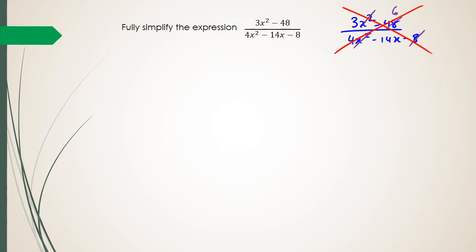What you need to understand is this. Whenever you get this type of question, and it's asked you to simplify, and you've got a quadratic in the numerator and a quadratic in the denominator, you've got to try and factorize it first. Okay, so when you have 3x squared minus 48, you can actually see that 3 is a common factor. So you can take out 3 and write this as x squared minus 16.